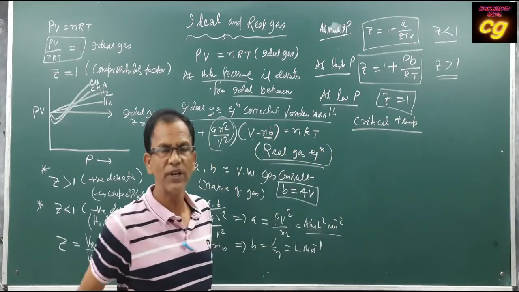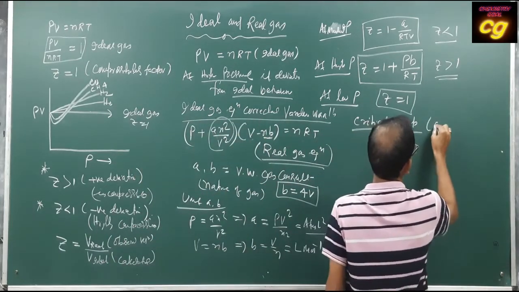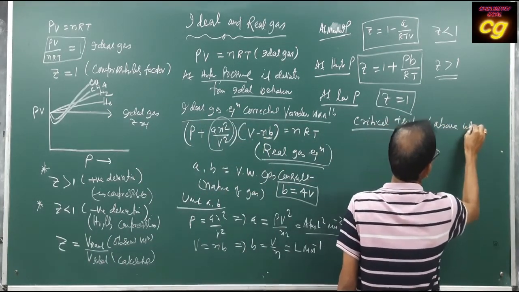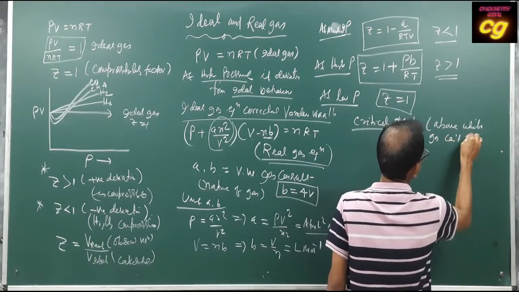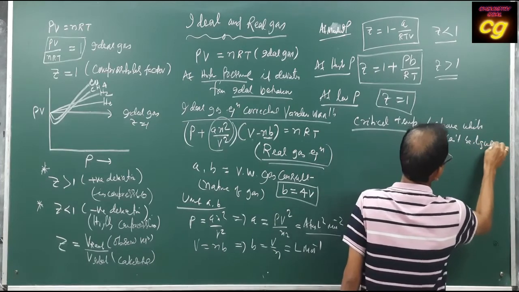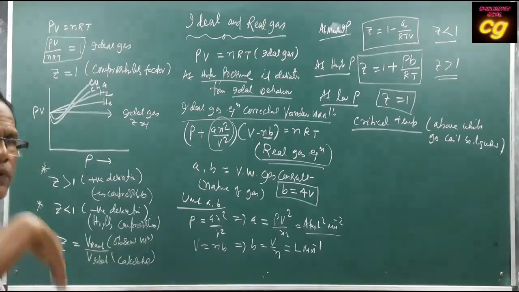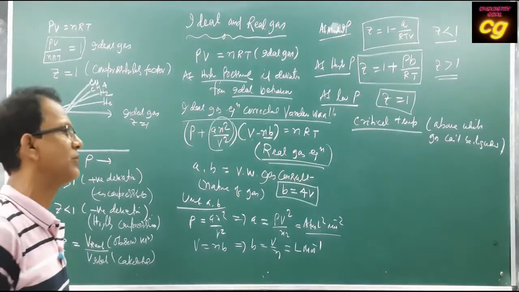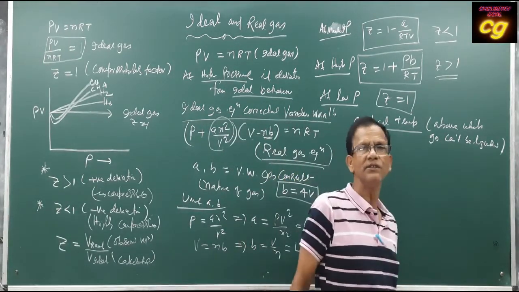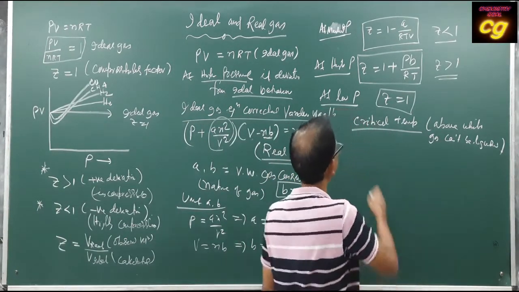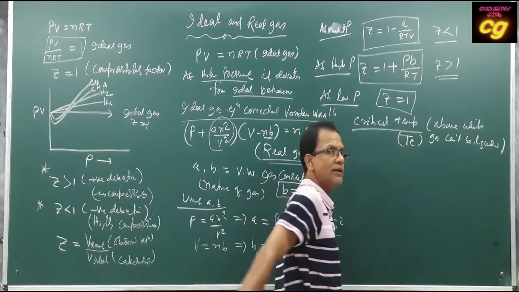Critical temperature is the temperature above which a gas cannot be liquefied. So that is a fixed temperature above which gas cannot be liquefied. You have to bring the temperature below that temperature. Then by changing the pressure you can liquefy the gas. So this is called critical temperature, denoted by Tc.